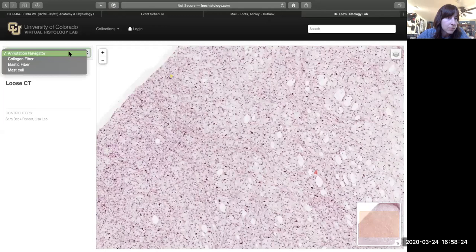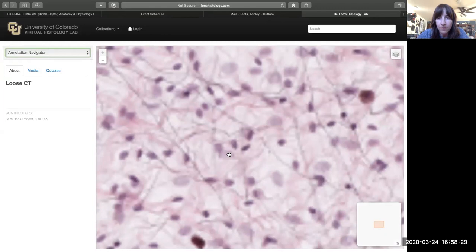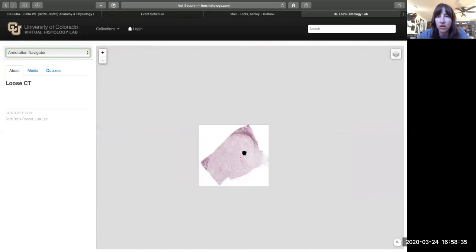Loose connective tissue. Yeah, that's areolar. I wish I knew what this was from. I would like to know what this is a chunk of. That would be cool.